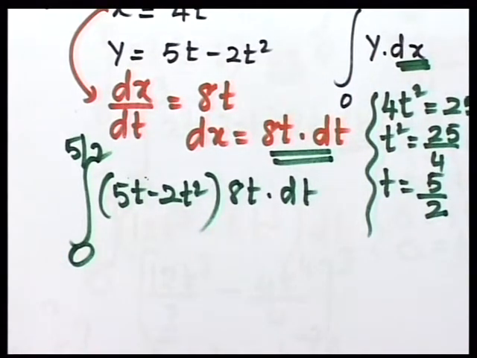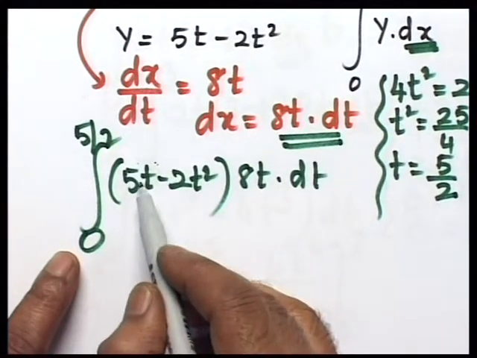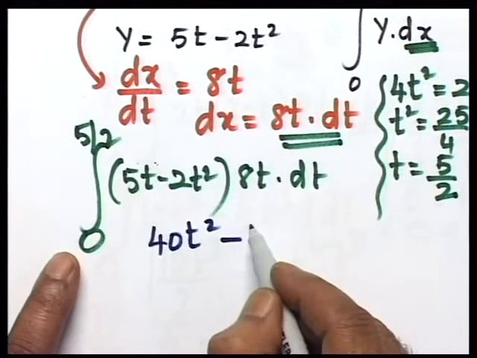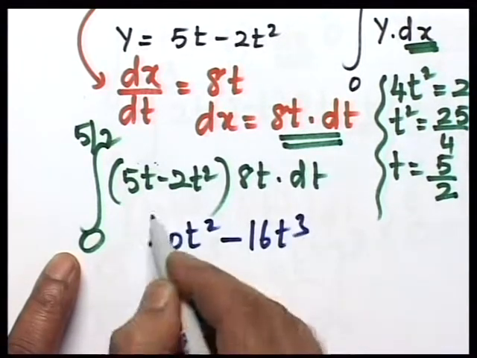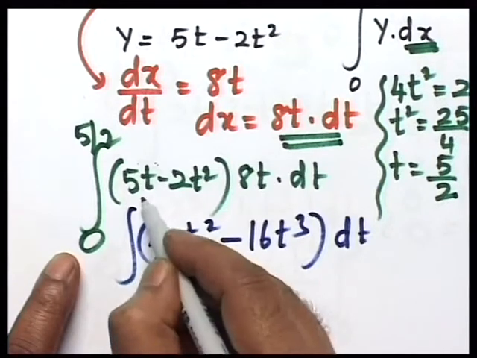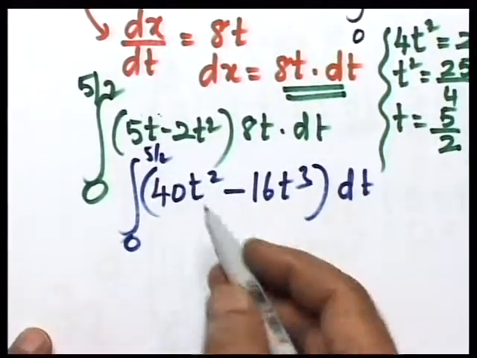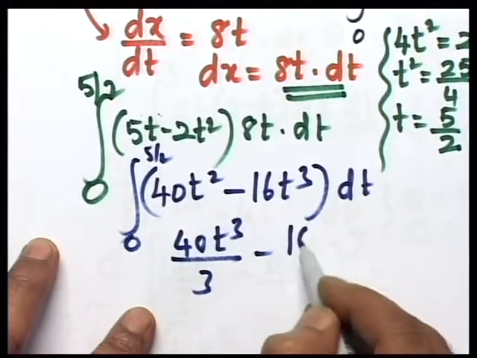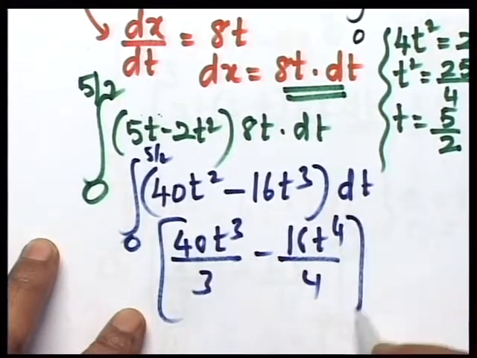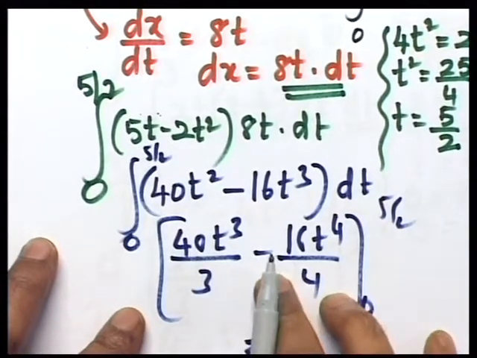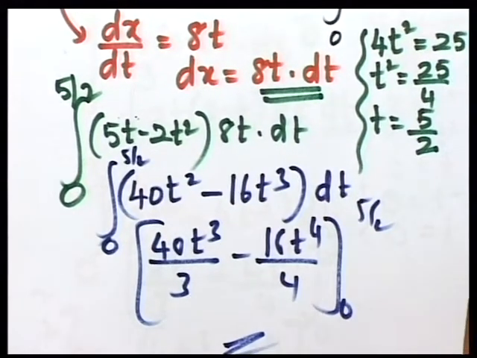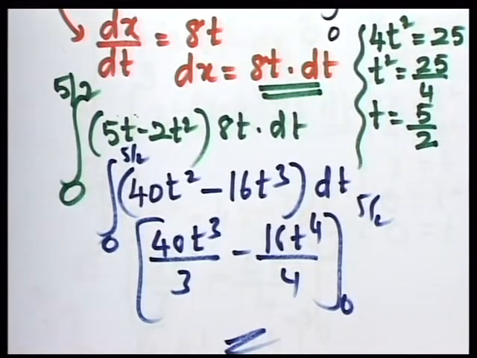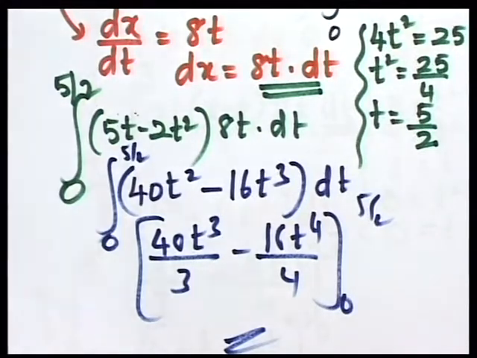We all know how to solve this from here. Let's open the bracket. 5 times 8, 40t squared, minus 2 times 8 is 16, and t cubed. We did not integrate yet, please, right? Integrate between 5 over 2 and 0. That you know how to do: 40t cubed divided by 3 minus 16t to the 4 divided by 4. Got that? 5 over 2 and 0. Use the calculators, please. You should get a good looking answer, even though it's a fraction. That's question 2. Now, some of them are examination sums, please.